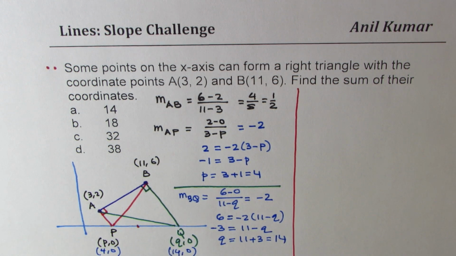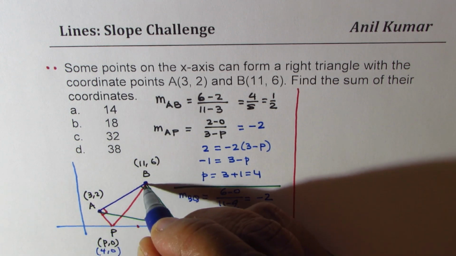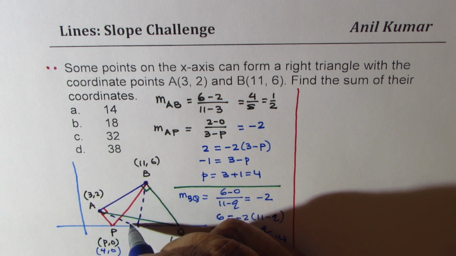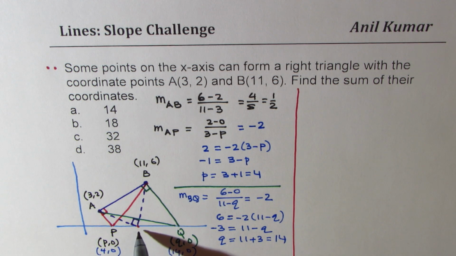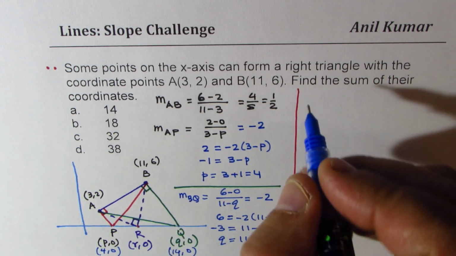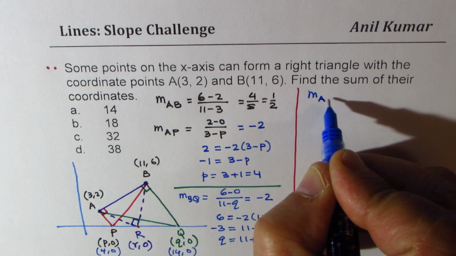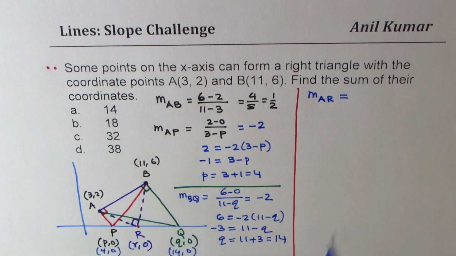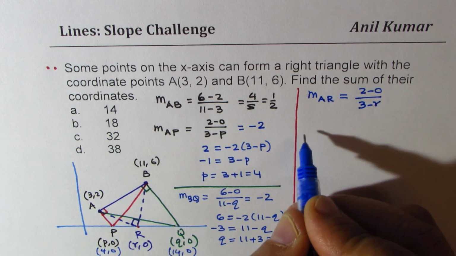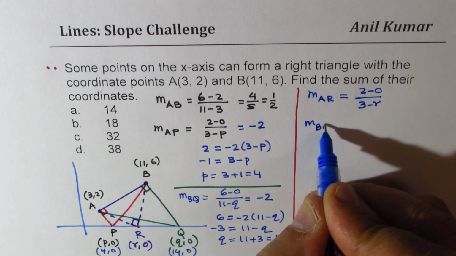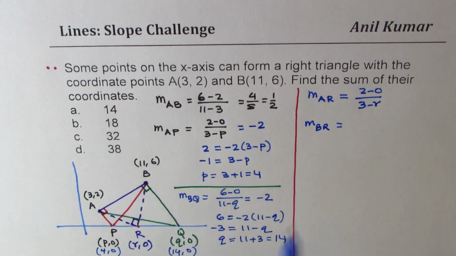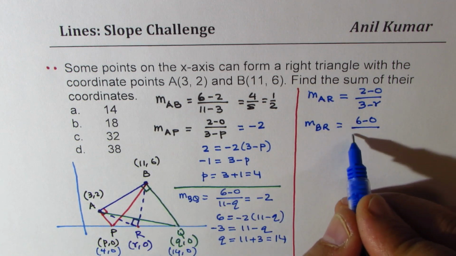Now, if there exists a point somewhere in the middle which could give us a right triangle, we are trying to say that if I connect this and this point, correct, then I have a right triangle there on the x-axis. Let's call this point R, with coordinates R, 0. Correct? In that case, what is the slope of AR? The slope of AR will be equal to 2 minus 0 divided by 3 minus R. And what is the slope of BR? The slope of BR will be 6 minus 0 divided by 11 minus R.